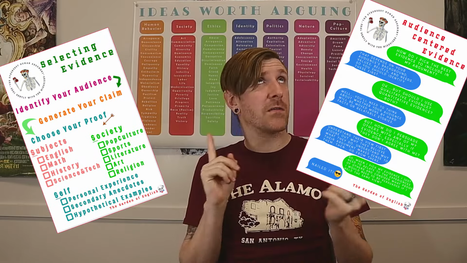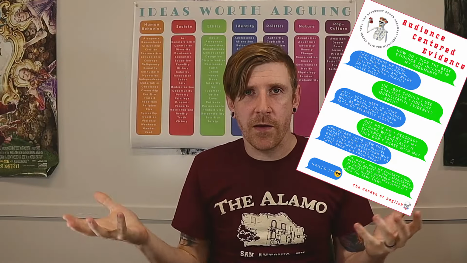So those are just some ways that you can actually work on selecting evidence through acronyms and kind of organizers and planners. At the Garden of English, one of the ways that you can actually support us is by picking up some of the posters that we offer. But we do have posters that really help kids focus on picking audience-centered evidence and pertinent evidence that will relate to claims.